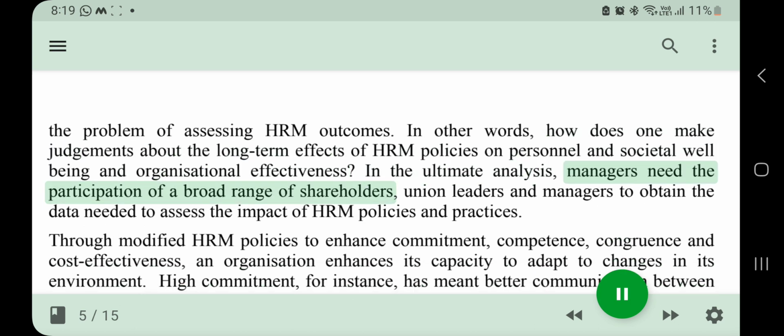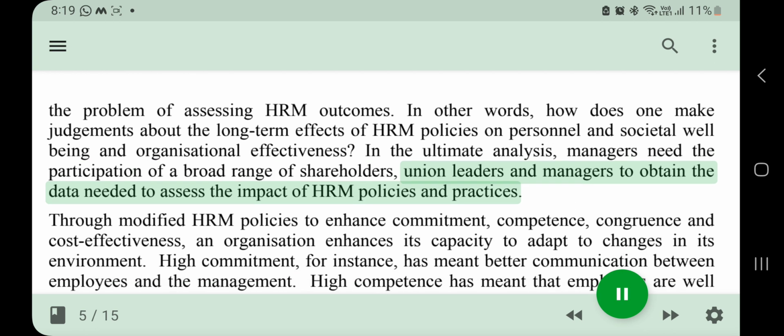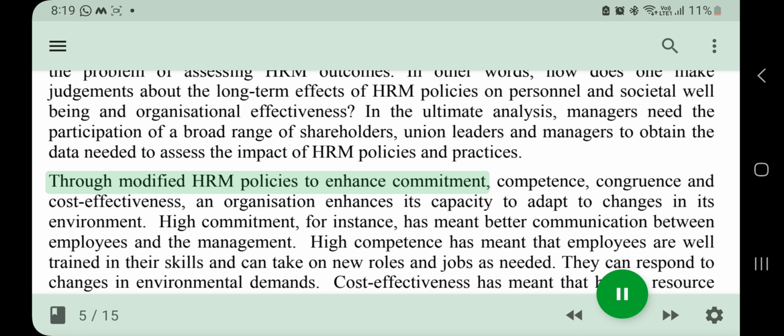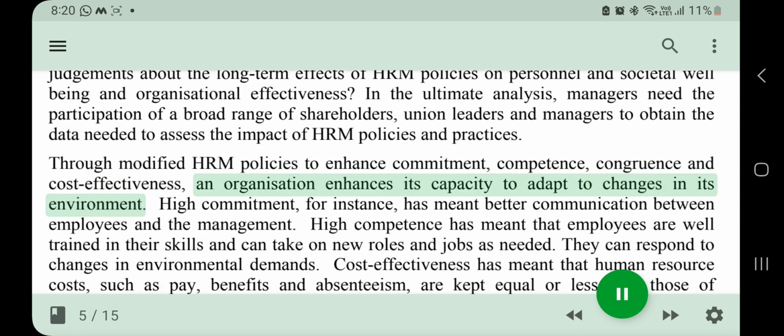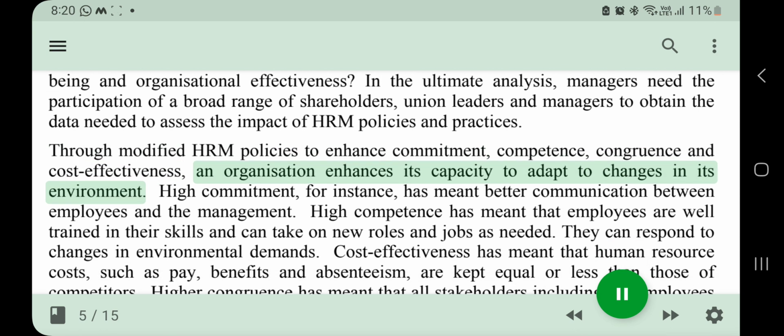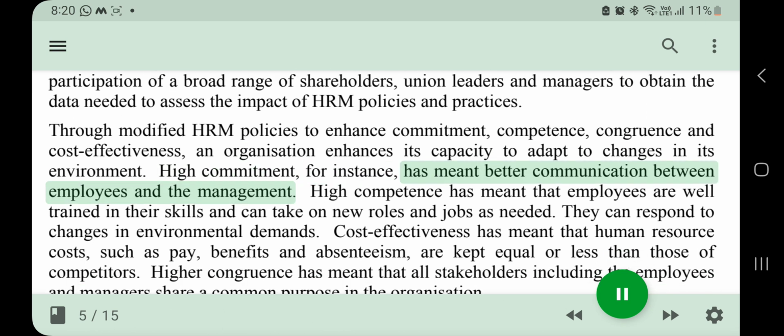In the ultimate analysis, managers need the participation of a broad range of shareholders, union leaders and managers to obtain the data needed to assess the impact of HRM policies and practices. Through modified HRM policies to enhance commitment, competence, congruence and cost effectiveness, an organization enhances its capacity to adapt to changes in its environment. High commitment, for instance, has meant better communication between employees and the management.